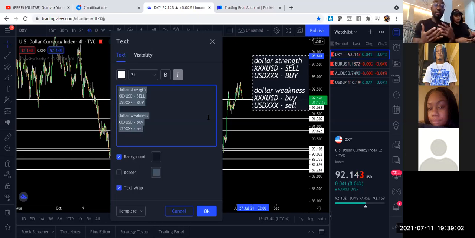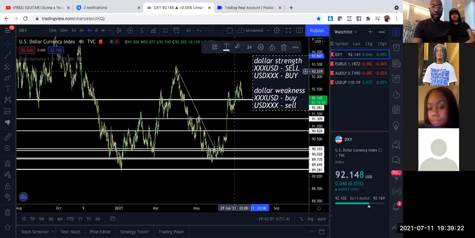As another example, if you were looking at a currency like USD JPY and there was dollar strength, then you would begin to see buys for USD JPY, because again, the dominant currency in the pair is what was strong at that particular time. And then inverse for the weakness aspect. So we start here.